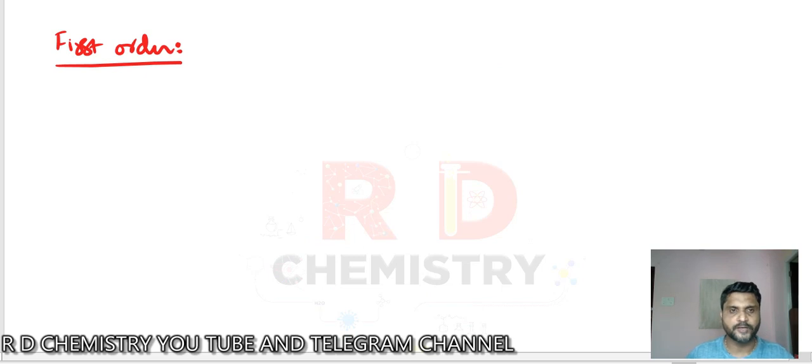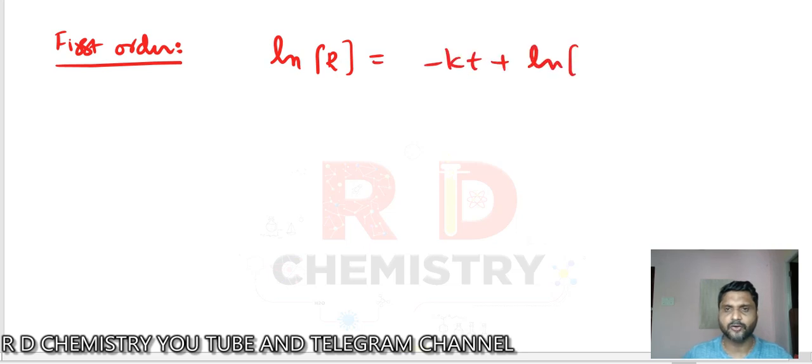And for first order, from the integrated equation, ln r is equal to minus kt plus ln r naught. Similar to that of the zero order, in the previous case ln was not there. In the first order, ln was there. Ln or log will come here.